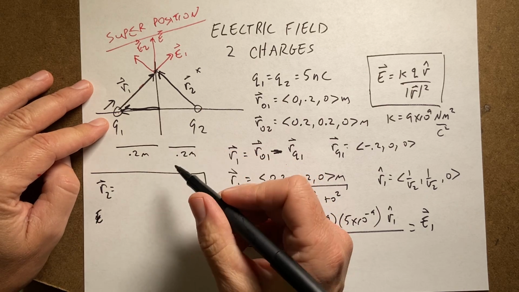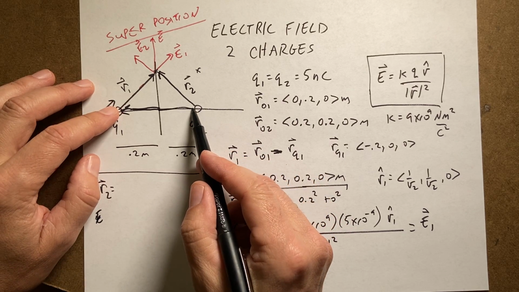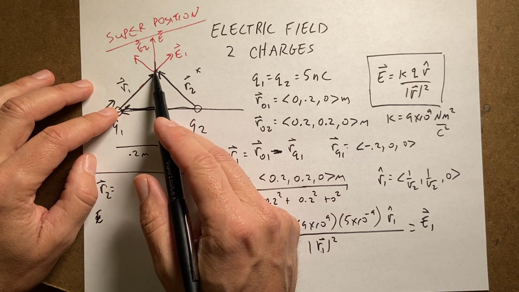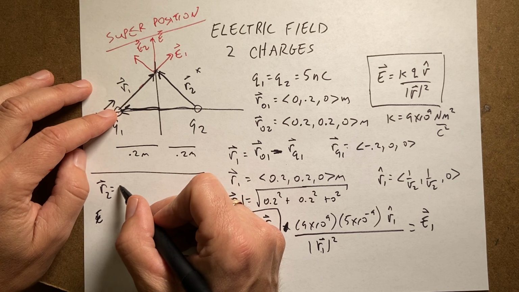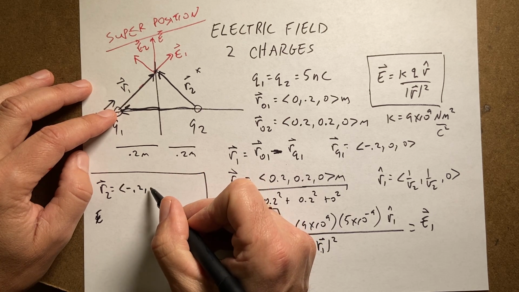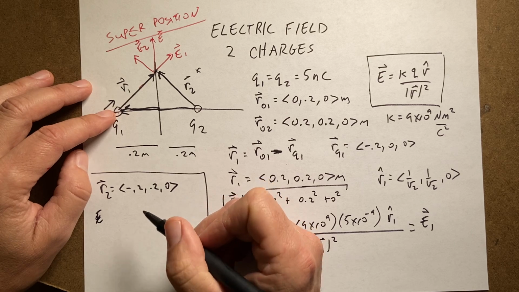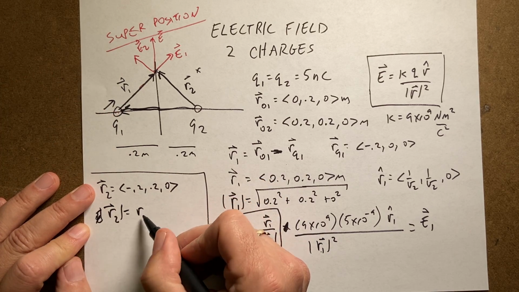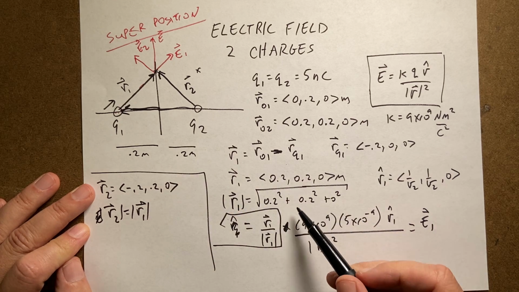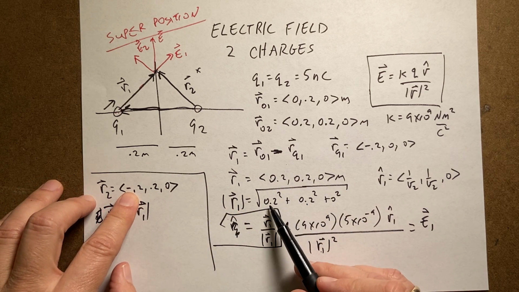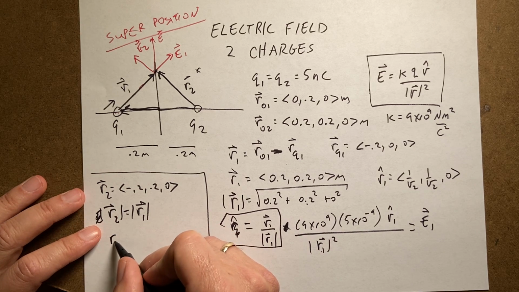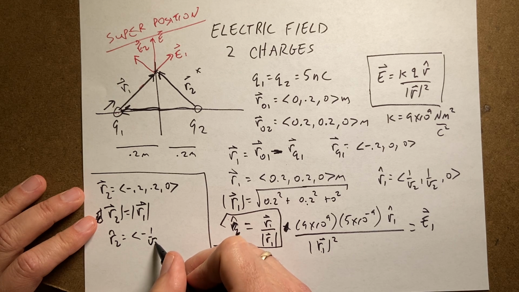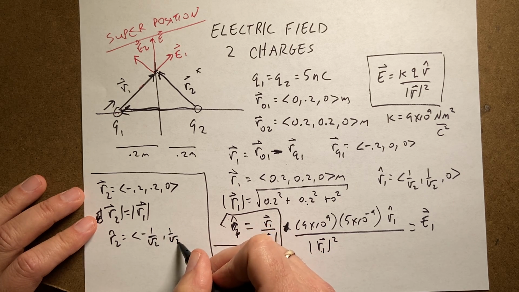R2 is going to be equal to this vector, 0.2, 0, 0, minus that. So this is going to be equal to negative 0.2, 0. And the important thing here is that the R2 magnitude is going to be equal to the R1 magnitude. Why? Because I'm going to square this, so I get the exact same form here. And then R2 hat is going to be equal to negative 1 over the square root of 2, 1 over the square root of 2, 0.